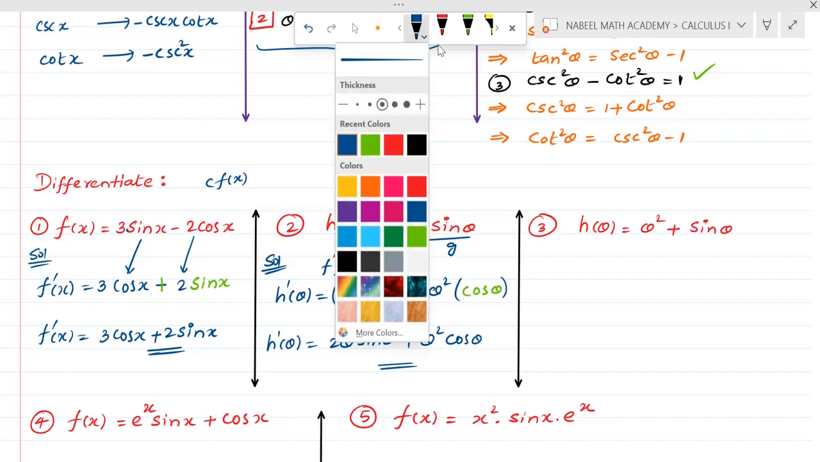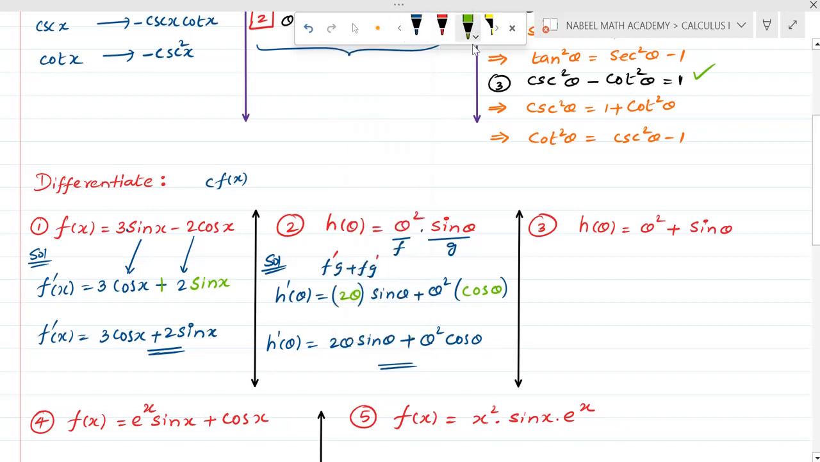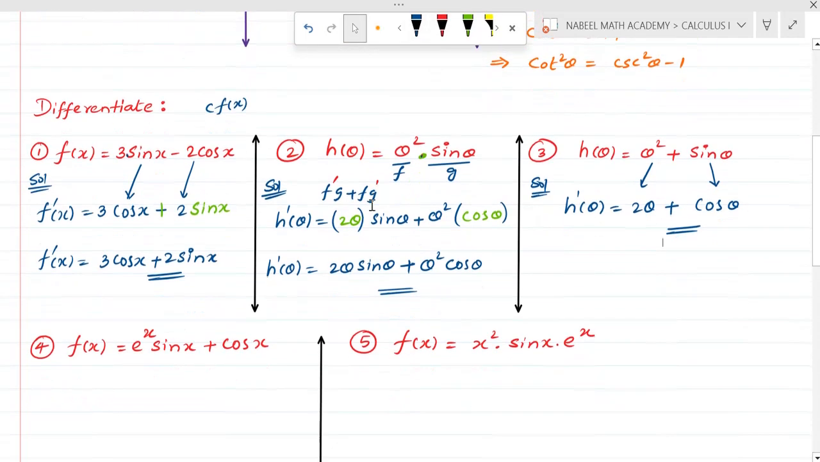Now see this one, what is the difference between this problem and this problem? Since it is a product of two functions, that's why we are using the product rule. Whereas here it is a separate term, so you can use directly the linear property. So h prime of theta is equal to 2 theta plus, this is a separate term, so what is the differentiation of sine? It is cosine. That's it. So when you have a product, you have to use the product rule.